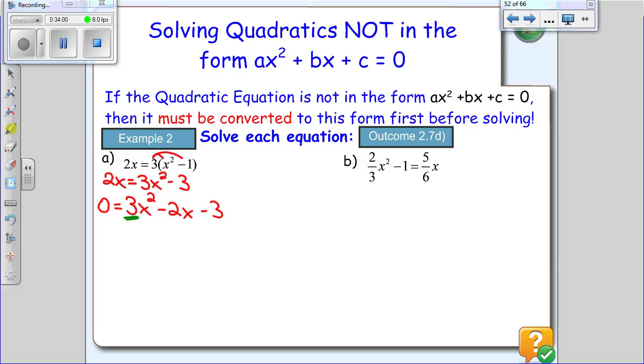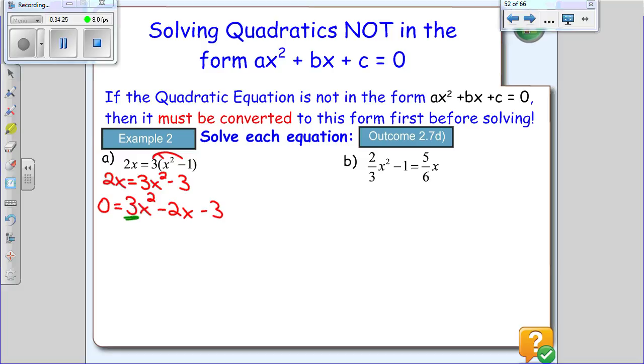If we tried to factor it, we'd be multiplying to -9, adding to -2. Nothing's going to work for that. So we have to use quadratic formula, or we have to change it to make it box method. I think at this point, that's a really tough box method question. So I don't want to box method this. Instead, I'm going to use quadratic formula.